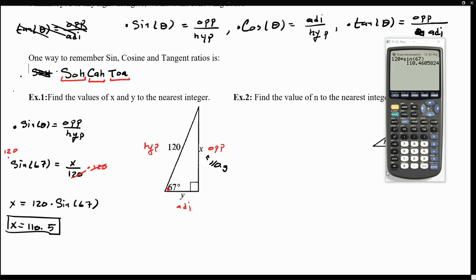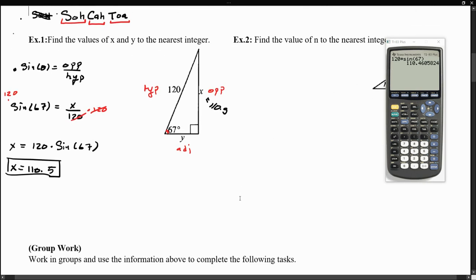Notice that y is the adjacent. So let's think about a ratio that uses the hypotenuse and the adjacent, because I have an angle, I have the hypotenuse, and I need the adjacent. That can be given to us by cosine, because cosine is defined by the adjacent over the hypotenuse. This is what we want, and this is what we have. So let's set that up.